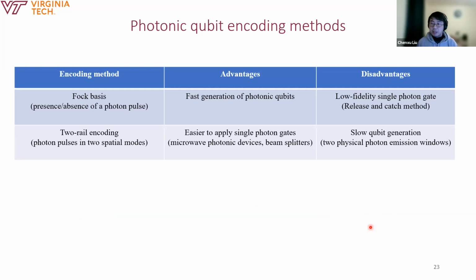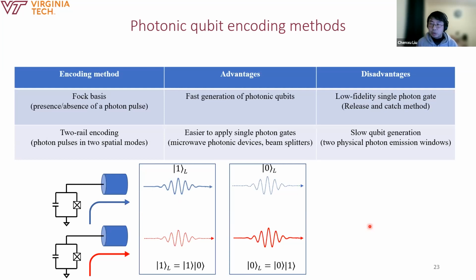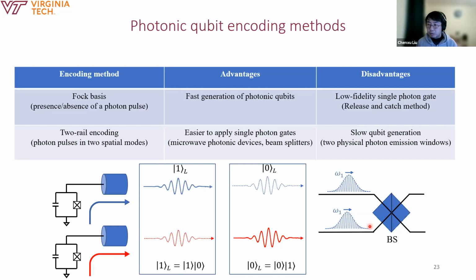So the second encoding method we are going to consider is the two-rail encoding method. This encoding method relies on using two spatial modes, where the quantum information is encoded into the photon pulses in either of the spatial modes. This allows an easier way to perform single qubit gate operations, just like in optical photonic systems. In microwave photonic systems, we can use a microwave photonic device, just like a beam splitter in the optical regime, to perform single qubit gates on these two-rail encoded qubits.